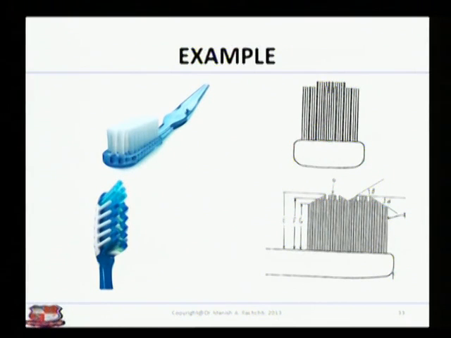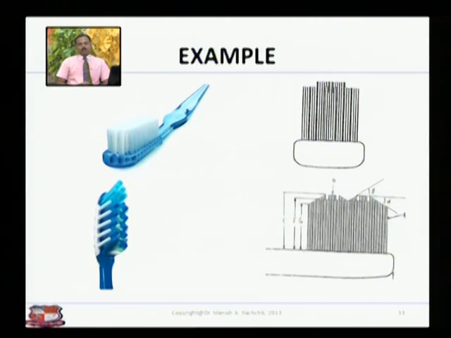To do so, let me just give you a very simple example. You may be students or faculty of different disciplines of engineering or pharmacy. So I have taken a very simple example of a toothbrush. You can see on the left side there are 2 different toothbrush designs. On the top side you can see the toothbrush which has very thin bristles. So that is available in the market.